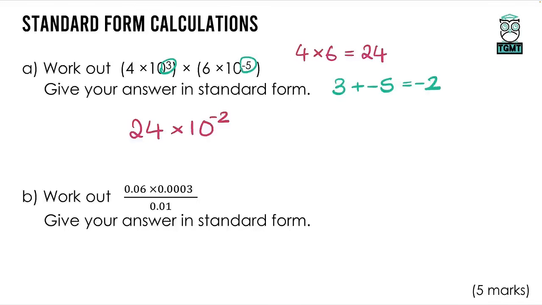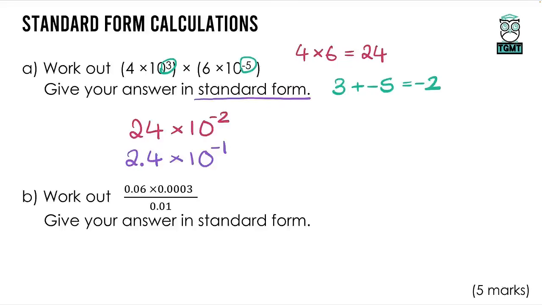However, it does say in these questions to give your answer in standard form. Now currently my number is not in standard form because it's not between 1 and 10. So I need the decimal to go between the 2 and the 4. And typically, the way I remember this is if the number gets smaller, the power has to get 1 bigger. Now in this case, just be careful because the power is negative 2. 1 bigger than that goes up to negative 1. So my final answer there in standard form is 2.4 times 10 to the minus 1.